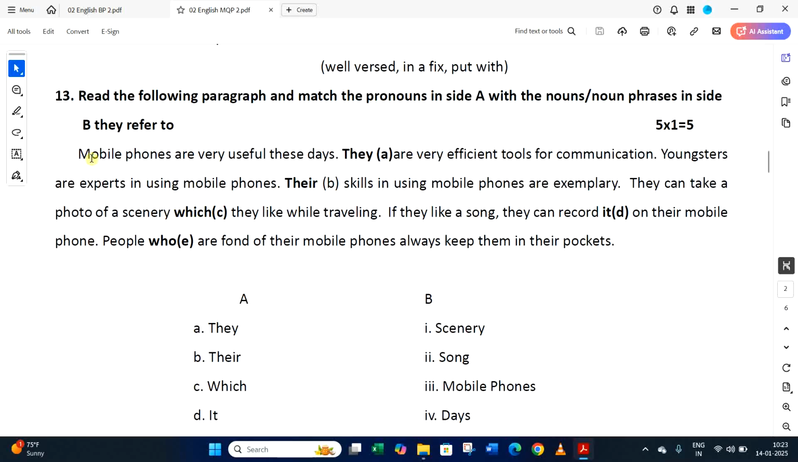understanding its corresponding pronouns. Mobile phones are very useful these days. Now, they here is used as a pronoun which refers back to, right? So mobile phones are useful these days. They is referring back to mobile phones. In the same way, we have to understand the entire paragraph, my dear students. Then you will find over here in column A and in column B their corresponding words.